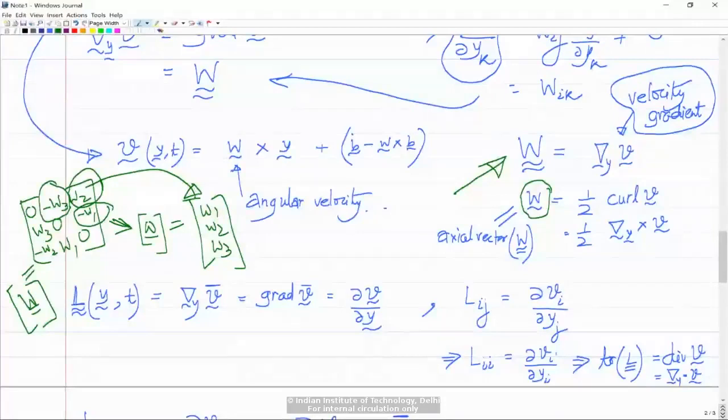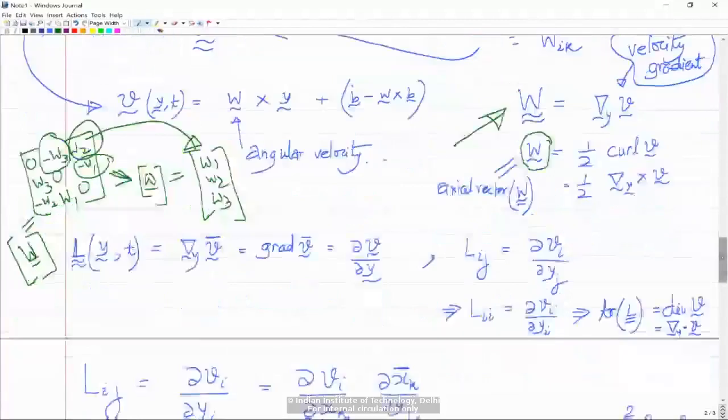Okay, sir, got it. Also, sir, we are talking right now about representing Eulerian derivatives in Lagrangian space. So whether the opposite can also be done, like the Lagrangian gradient we can take and then represent in the Eulerian form. Yeah, but that is something that's not useful.